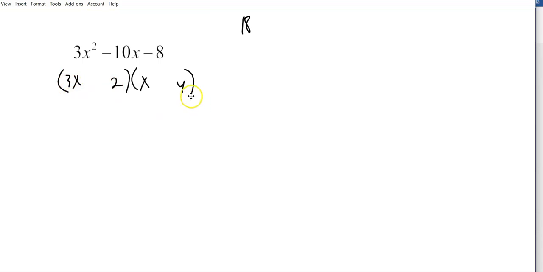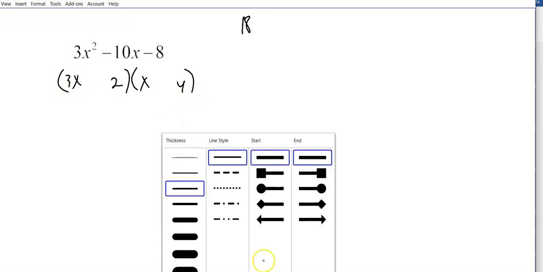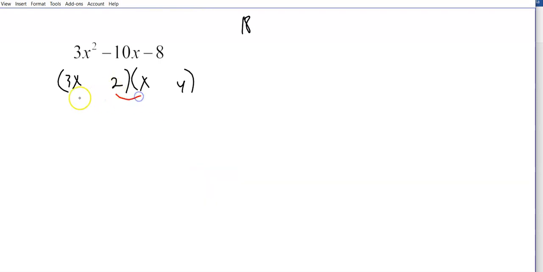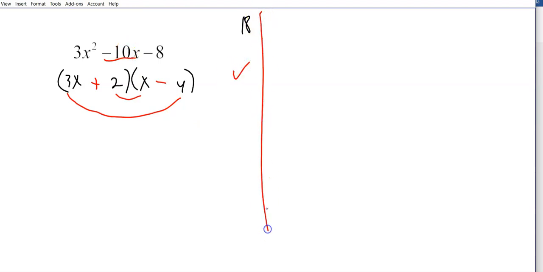2 and 12. Okay, let's double check this. I think this could work here. When you do inside outside, 2x and 12x could add up to negative 10. The bigger number would have to be negative. The smaller number would have to be positive. They multiply to make negative 8, 2x plus negative 12x is negative 10x, and 3x times x is that. That one definitely works. You can double check it if you want to.